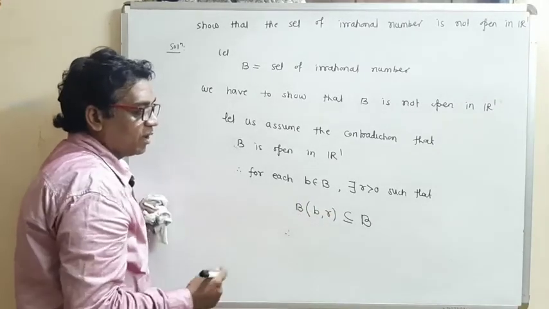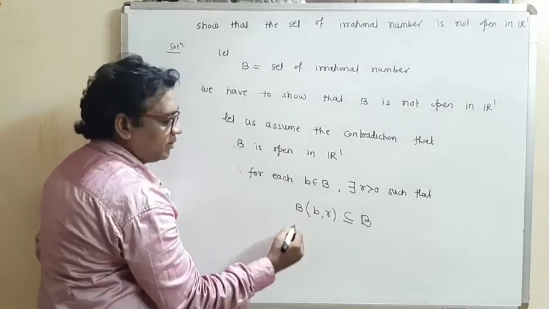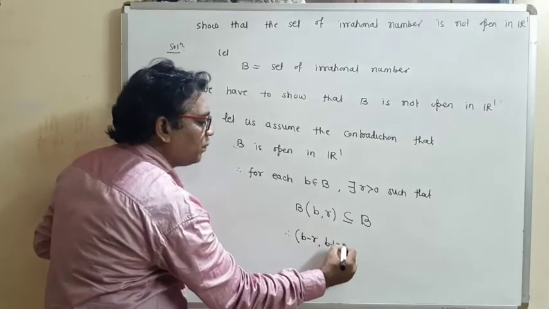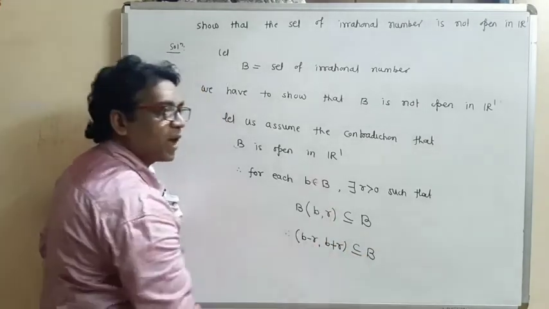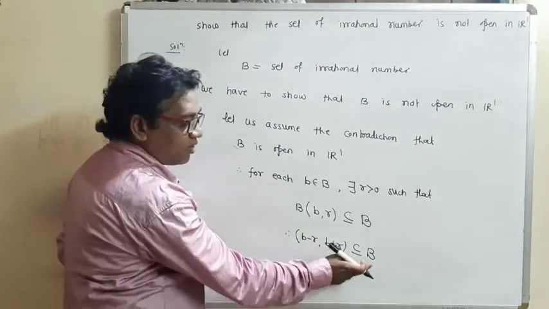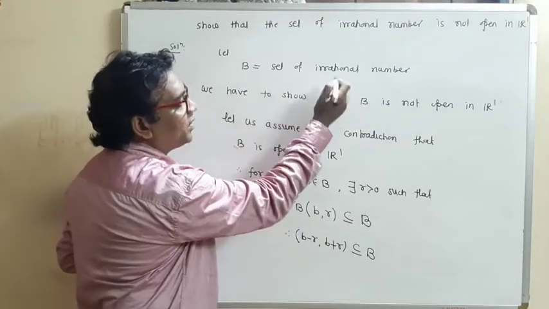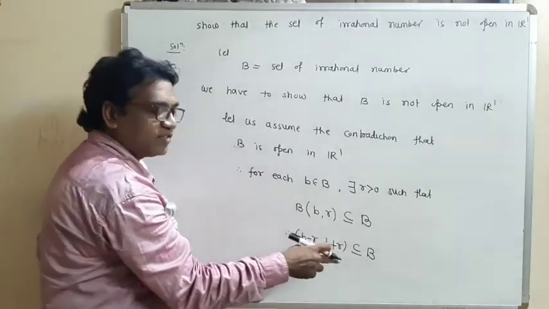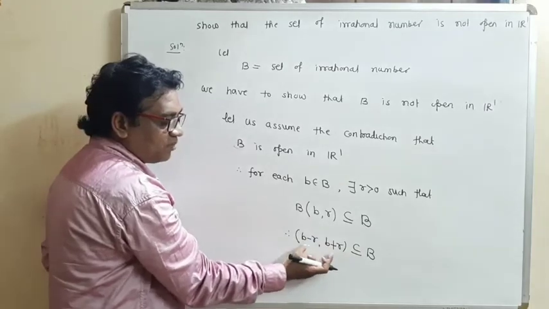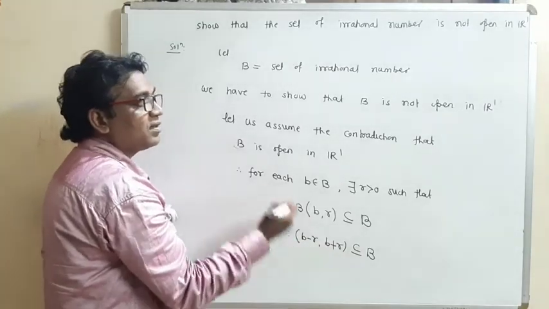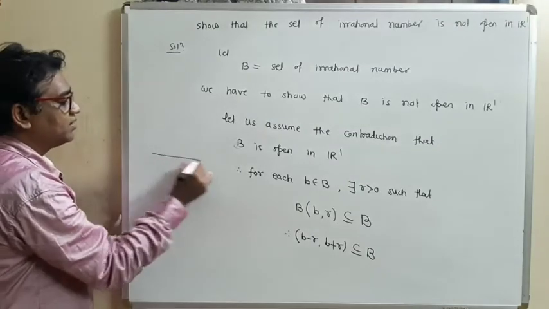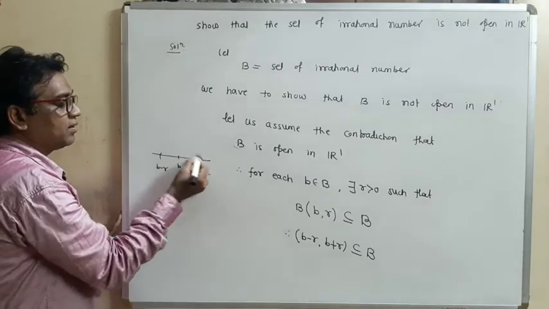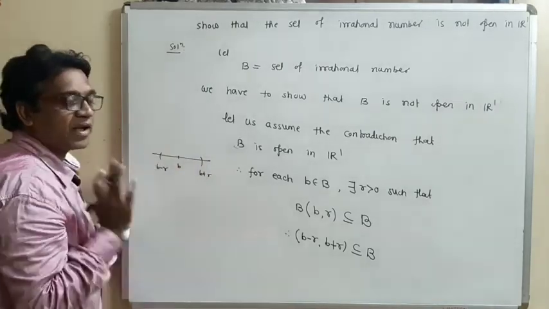So now, what is an open sphere in a real line? Just now we have seen this is nothing but the open interval b minus r to b plus r. This is a subset of capital B. And what is this capital B? This capital B is nothing but the set of irrational numbers. Now this set B contains the set of irrational numbers. And obviously this interval b minus r to b plus r contains infinitely many rational numbers. This interval contains many rational numbers.